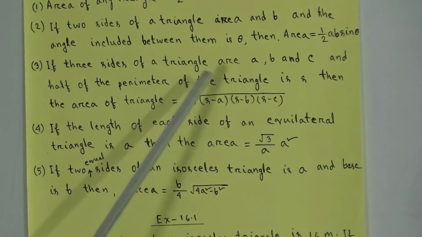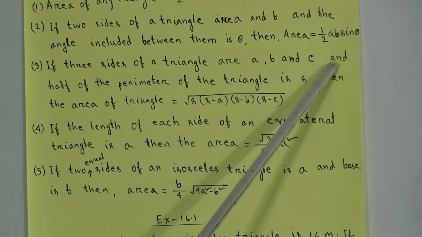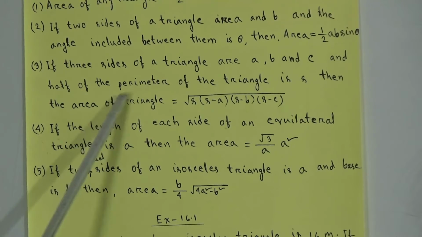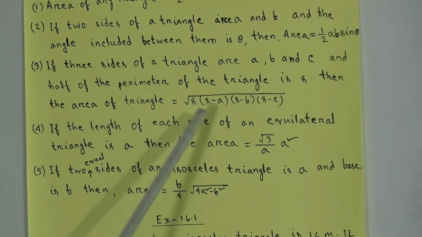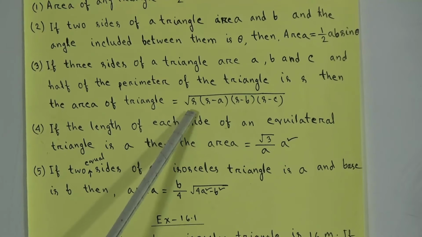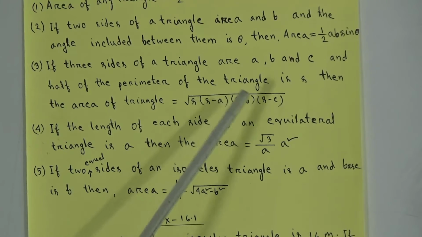Now the third formula: if three sides of a triangle are A, B and C and half of the perimeter of the triangle is S, then the area of the triangle is root over S into S minus A into S minus B into S minus C.